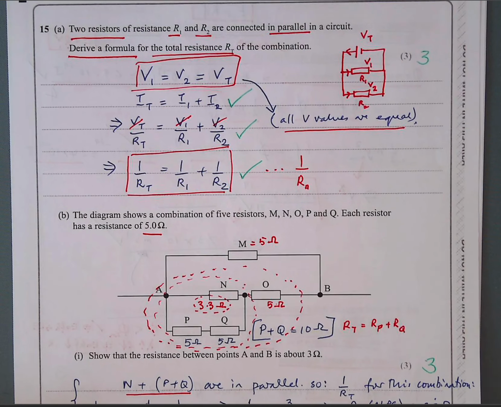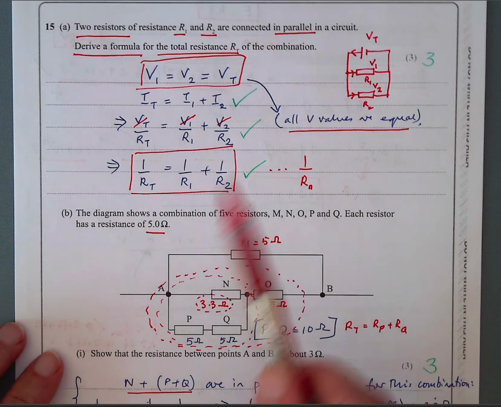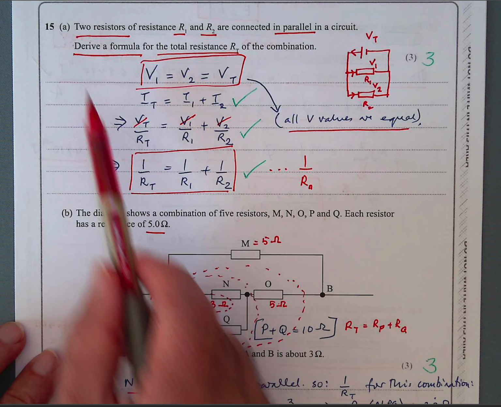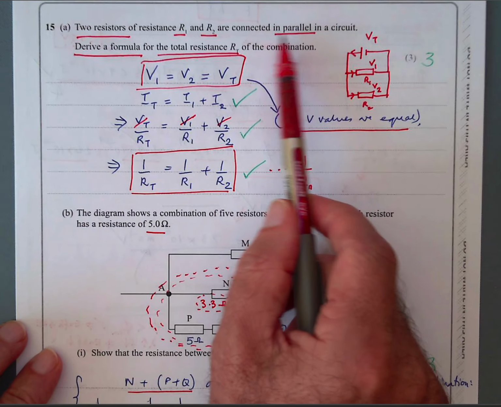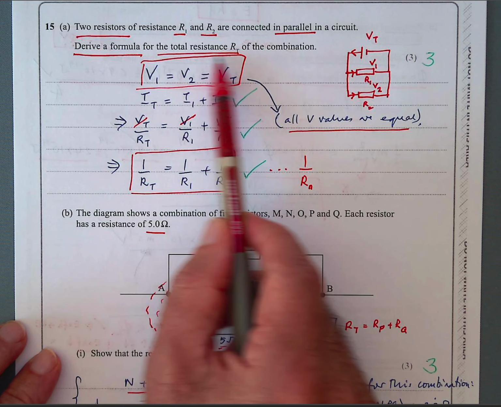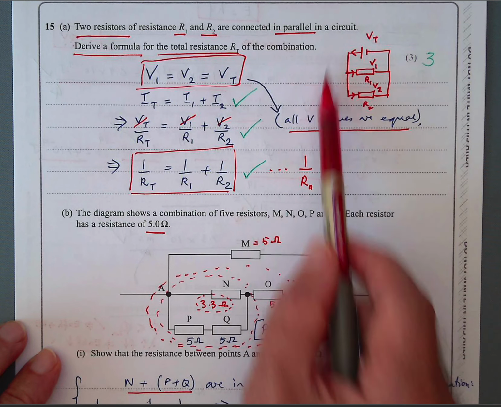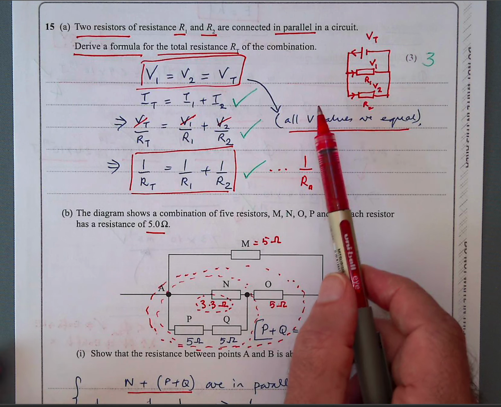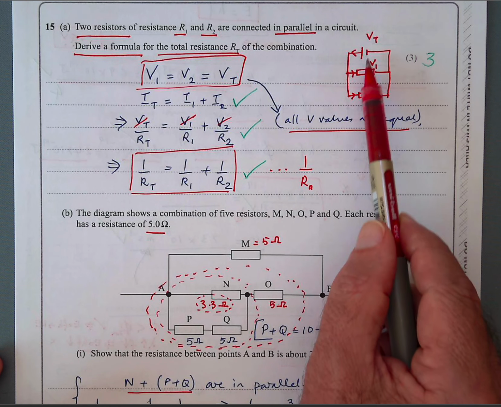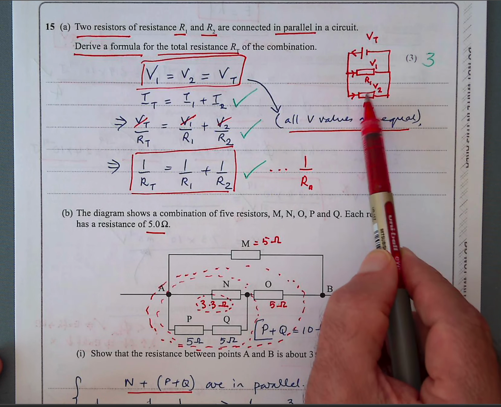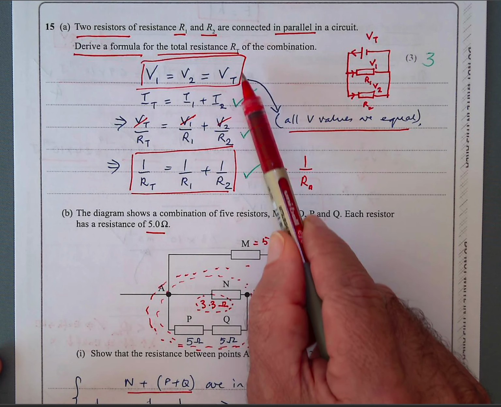is question 15. They want you to derive the formula for resistors in parallel. So two resistors are put in parallel. I've drawn in a circuit, and you have to derive the formula for the total resistance of the two resistors. So we know that the total voltage of the supply is equal to the voltage across each resistor because they're in parallel. Okay, so this is one of the equations.